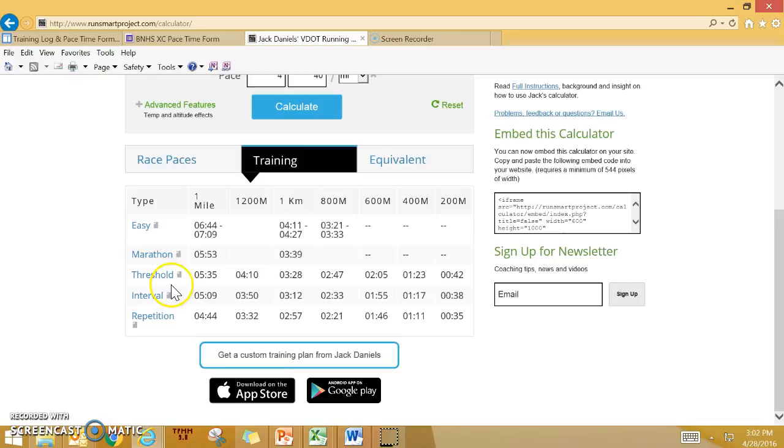Now, threshold, we call those T-pace runs or T-runs. Sometimes we call them tempo runs. But this would be my pace per mile. Say I'm a more advanced runner and I have 5 1-mile threshold repeats. I'd want to run them at a pace of 5:35 a mile. I would use the 400 time here of 1:23, or 83 seconds, to start to make sure I'm on pace. Then at the half mile, I would check to see if I'm around 2:47 to make sure I'm on pace to run that.